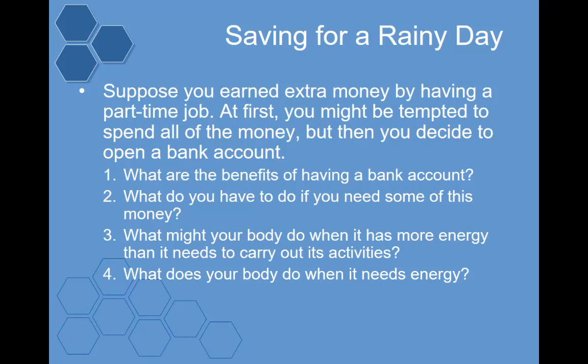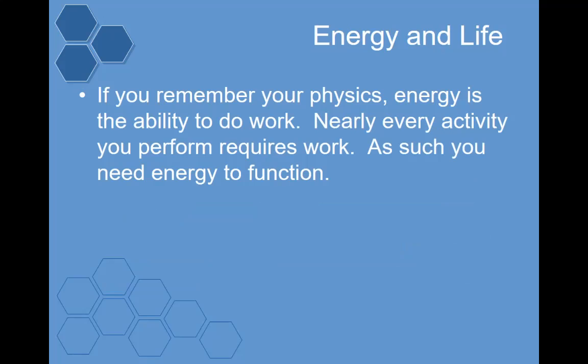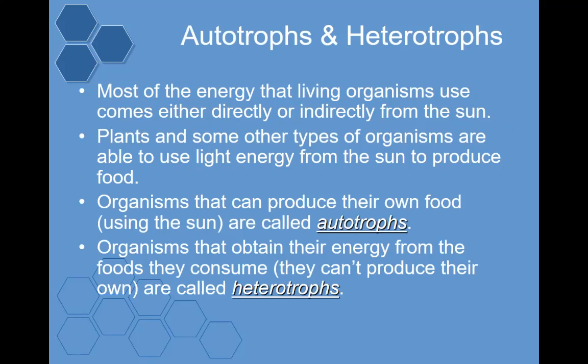If you remember your physics, energy is the ability to do work. And nearly every activity that you perform requires work. And as such, you need energy to function. So we have to think about where that energy comes from and how our body accesses it when it needs it. Now, these terms of autotroph and heterotroph are things that you've probably heard before. These are probably things you were introduced to in middle school at some point.